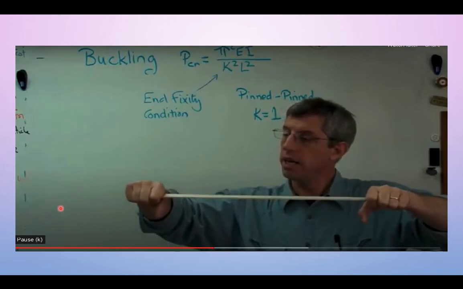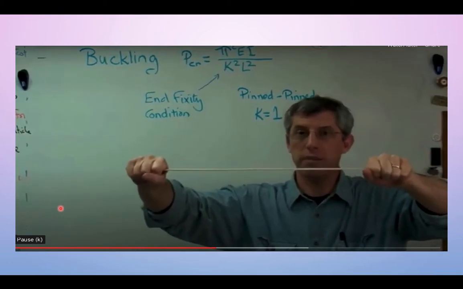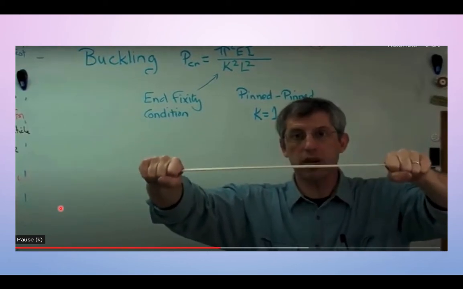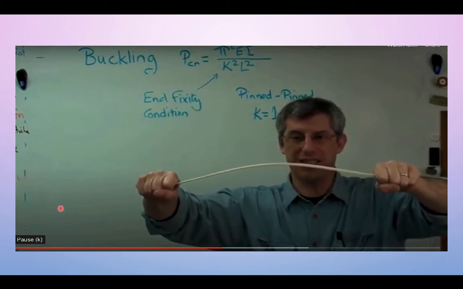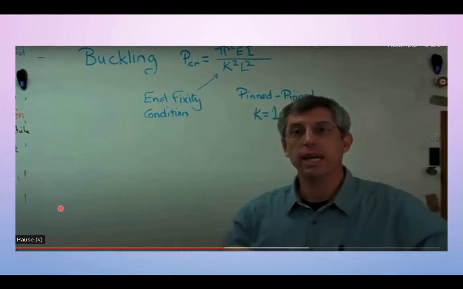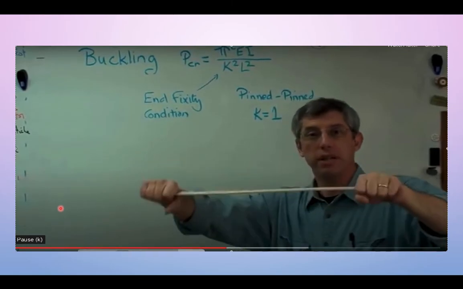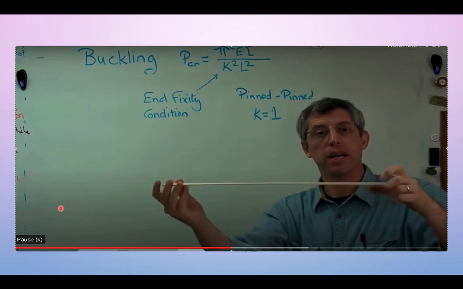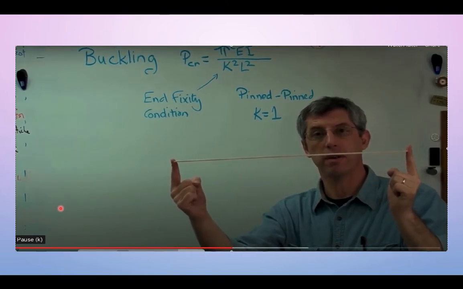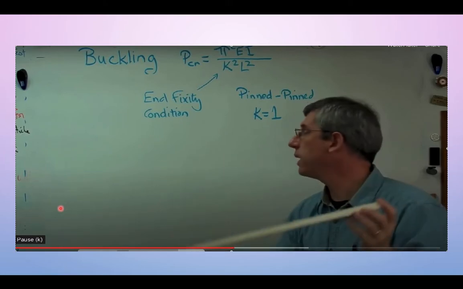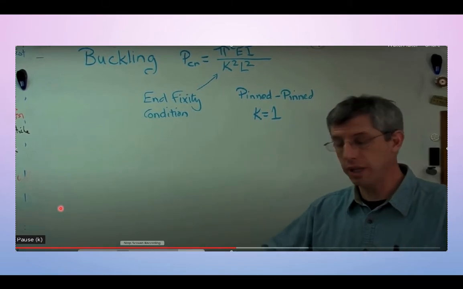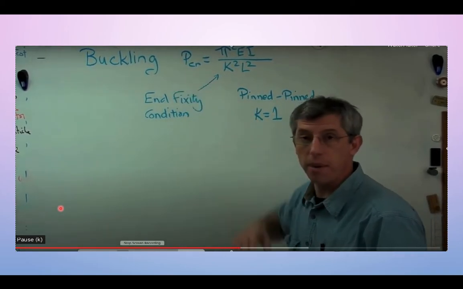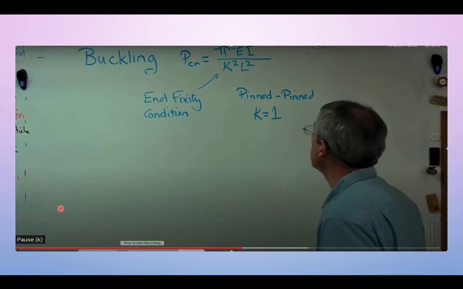If I were to take a similar stick and clamp it so the ends could not translate and they couldn't rotate, they had to stay horizontal, it gets a lot harder to buckle. Essentially, a clamped column in compression acts like a pinned column in buckling that's shorter than it really is. For clamped boundary conditions, K is less than 1. So that goes up.